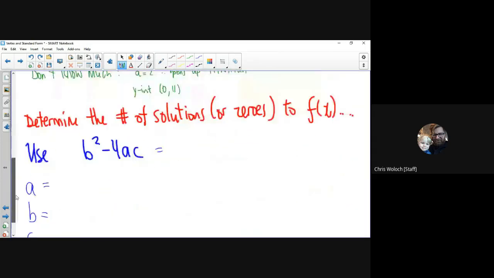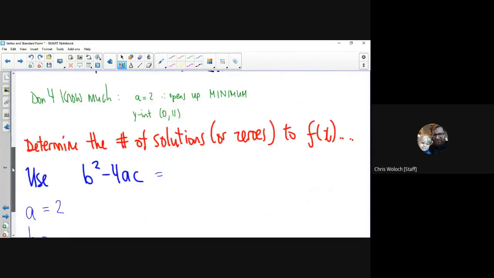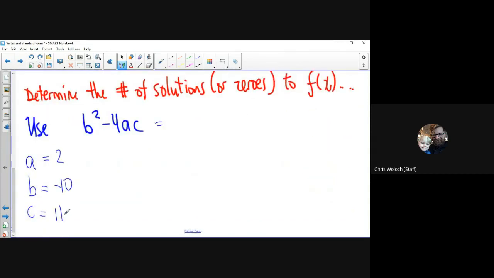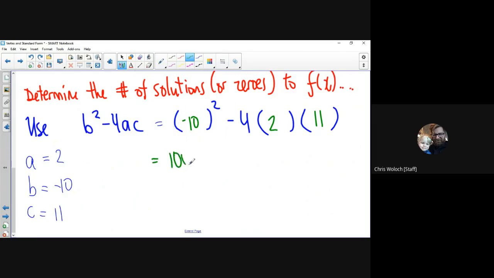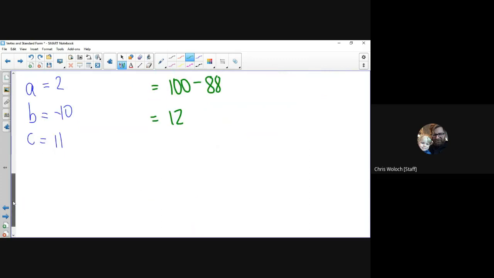So a is 2, b is -10, and c is 11. I'm just going to write these out like this. So b is negative 10, and then 4 times 2 times 11. So then this is going to be 100 minus 88, which is 12. So again, what does this 12 mean?